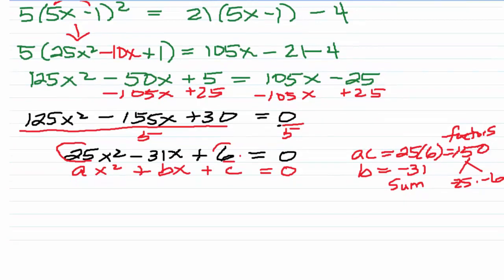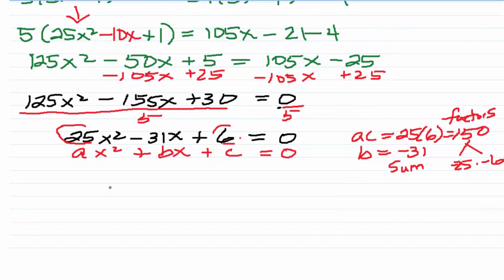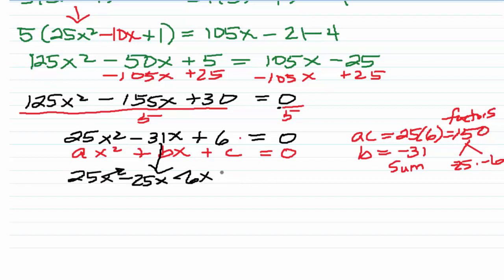Now what you do in the AC method is a little different from other methods. Sometimes people mistakenly think you're going to write x minus 25 times x minus 6, but that definitely would not give you the trinomial we're looking for. What you do with these two numbers is split the middle term, negative 31x, into two terms. So this negative 31x we're going to write as negative 25x minus 6x. We still have our first term and our last term here, and we still have the equal 0.